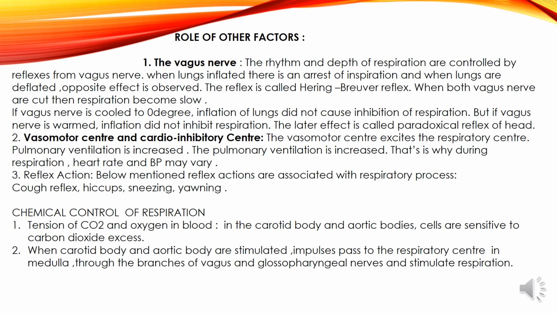The rhythm and depth of respiration are controlled by reflexes from the vagus nerve. When the lungs are inflated, there is an arrest of inspiration, and when the lungs are deflated, the opposite effect is observed. The reflex is called the Hering-Breuer reflex. When both vagus nerves are cut, respiration becomes slow. If the vagus nerve is cooled to 0 degrees, inflation of the lungs does not cause inhibition of respiration. But if the vagus nerve is warmed, the inflation inhibits inspiration. The latter effect is called the paradoxical reflex of Head. Vasomotor center and cardio-inhibitory center.